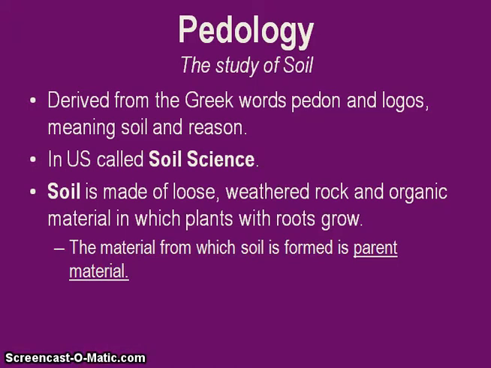Now, the material from which soil is going to form is known as its parent material. So just like when we refer to parent material with igneous, sedimentary, and metamorphic rock, we're talking about what is that soil made from. So what rock or what parent material is making the soil. And we're going to find today that there are many different types of parent materials that can make soil.